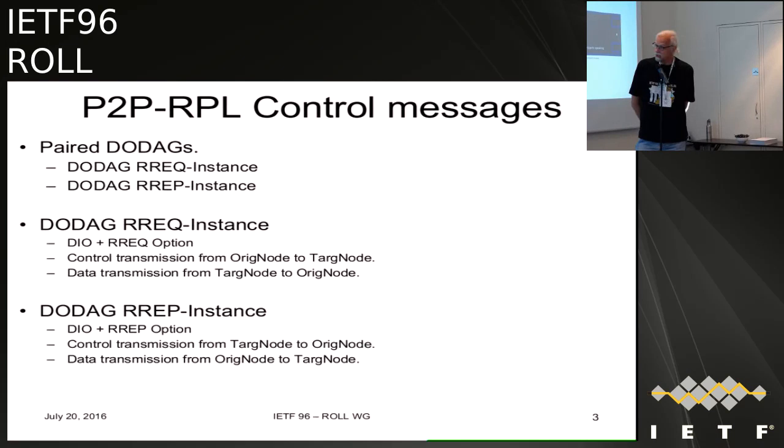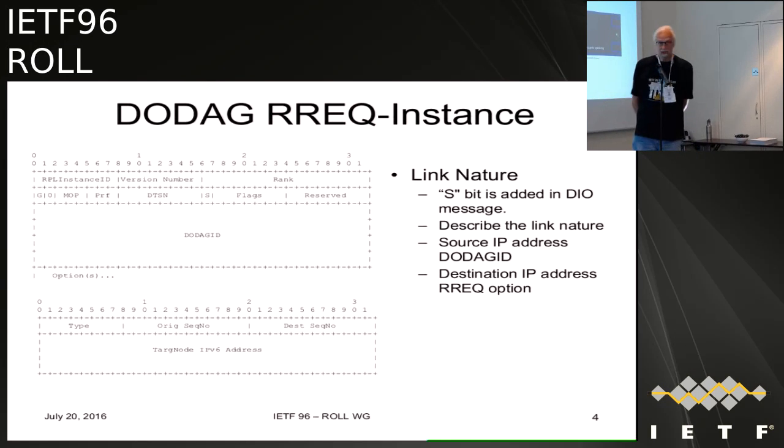The route request instance has this DIO with the route request option, and that's what the originating node, the source, sends out as control signaling. Target node receives it, and that means that the target node has a way to send packets back to the originating node. Plus, it means that the target node is going to send out this route reply option to enable the originating node to get a good route back to the target node. That means that the target node is sending out control signaling to the source of the route request, and that gives the originating node a way to get back to the target node. Here's a picture of exactly what I just said.